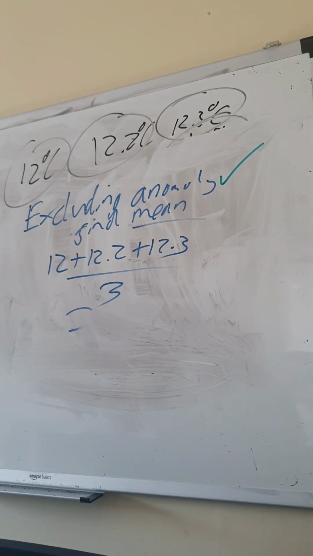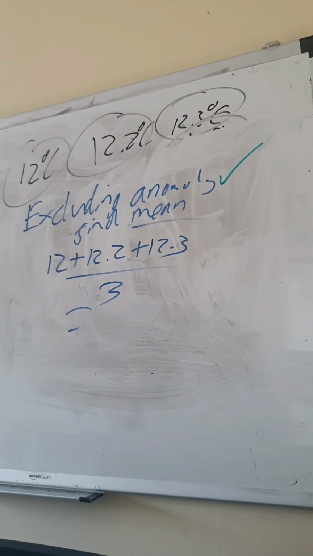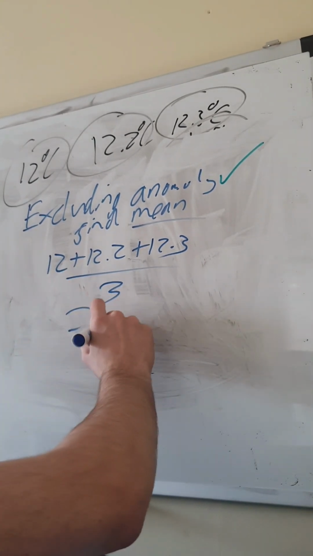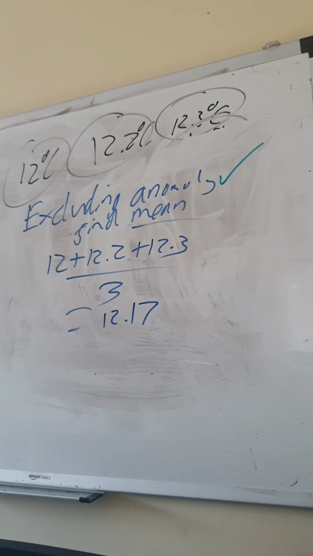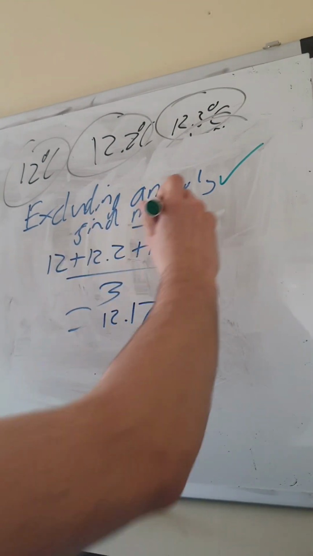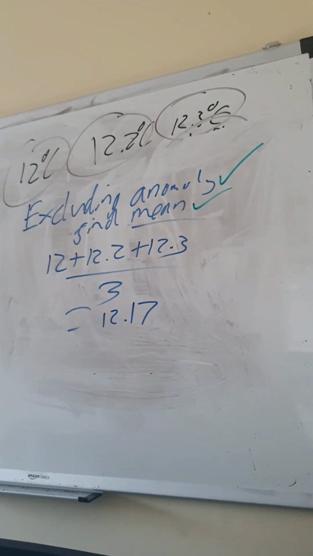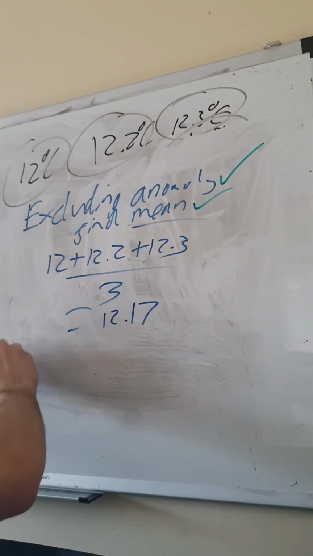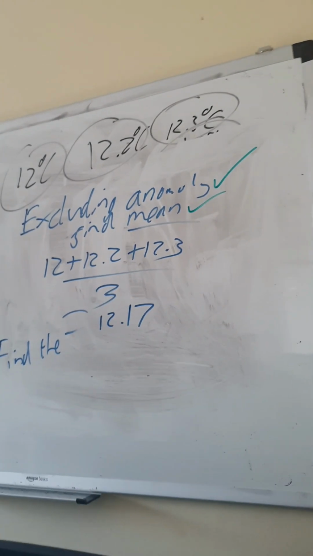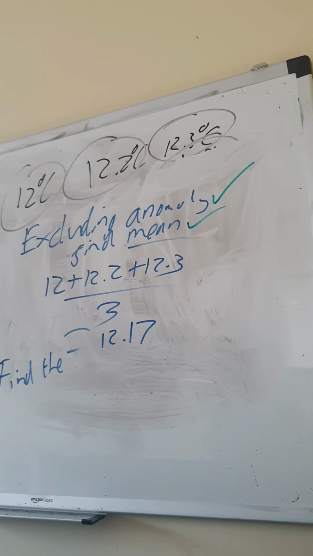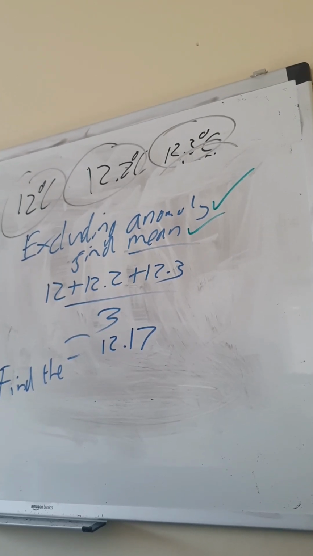And that gets you out to 12.167. So let's do 12.17 then. Great, that's the mean. But we found that. But now the big thing, the new thing that we've got to do is find the degree of uncertainty. So find the uncertainty.